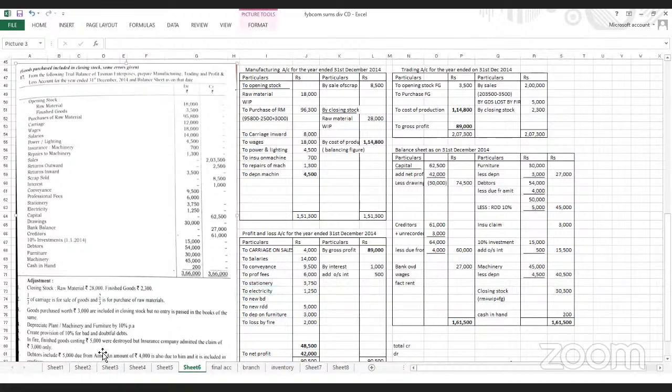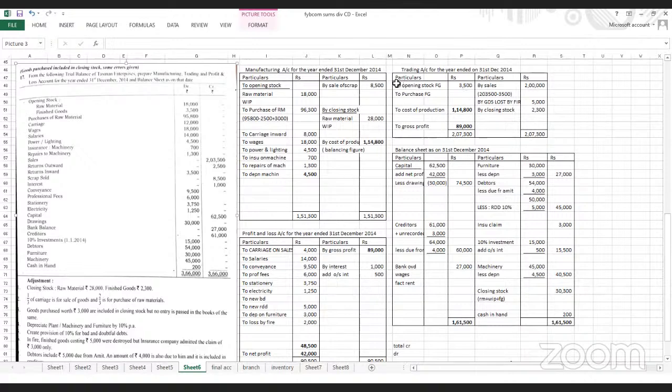In fire, finished goods costing 5,000 were destroyed, but insurance company admitted a claim of only 3,000. Now these are finished goods which are lost. So in trading account, for convenience purpose, I have prepared a trading account on the right hand side. You can see above balance sheet I have kept trading, but it has to be below manufacturing. So in exam, you first make a manufacturing account, below that trading account, then P&L on a separate page and balance sheet on a separate page. But for the screen, I have made it here.